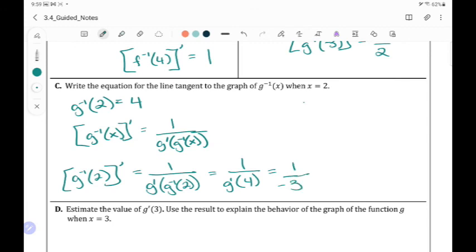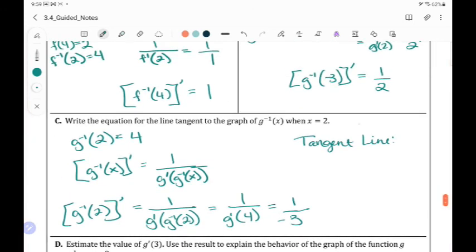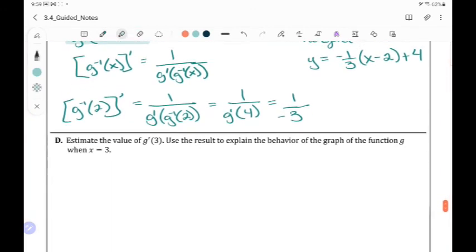So what's my tangent line? My tangent line, well, I need to know the point. What is G inverse of 2? We already said it's 4. So it's going to be y equals negative 1/3 times x minus 2 plus 4. And that is my tangent line. I used this point right here. Let me highlight it. G inverse of 2 equals 4. That's my x and y value.